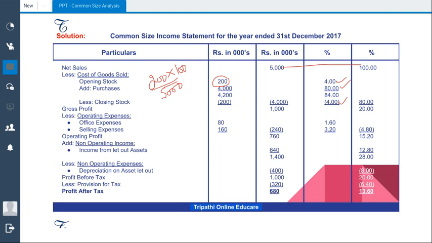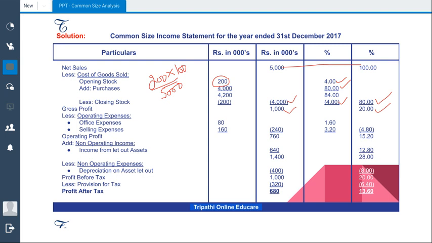Okay. So our cost of goods sold is 4000. Now again, if you calculate the percentage, 4000 into 100 divided by 5000, you will get 80%. So we can say that cost of goods sold is 80% of net sales. Okay, and if you talk about gross profit is 1000. Calculate percentage. 1000 into 100 divided by 5000 will give you 20%. So your gross profit is 20% of net sales.